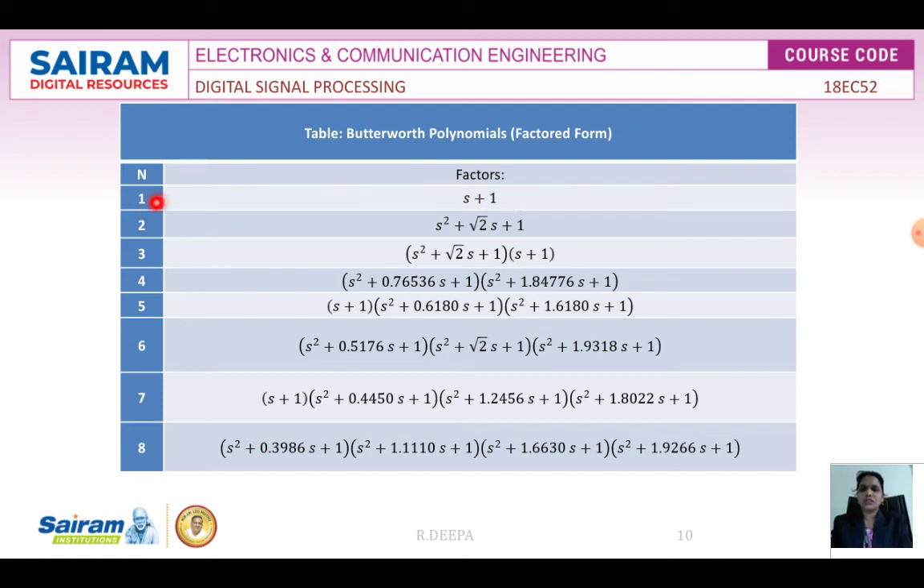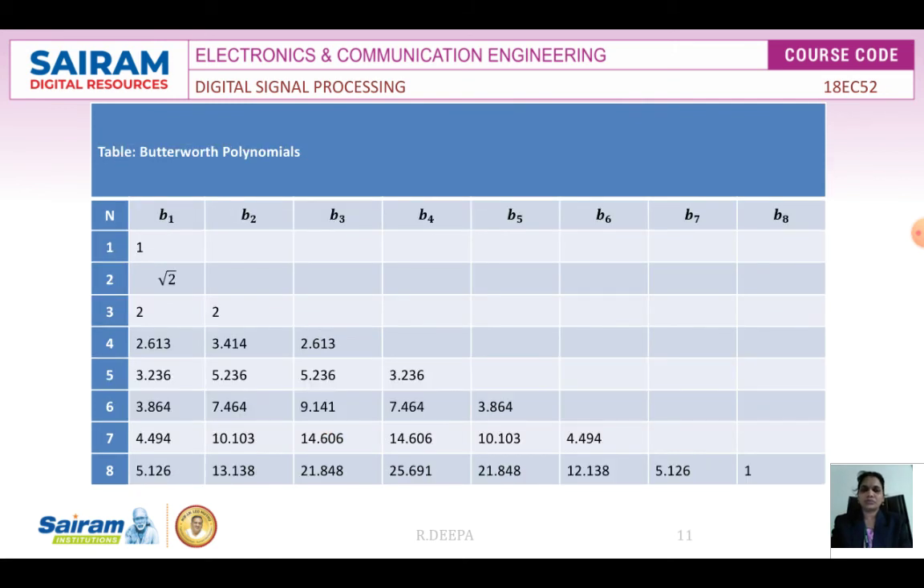For n equal to 1, the Butterworth polynomial is s plus 1, and for n equal to 2, the Butterworth polynomial is s square plus root 2 s plus 1. Similarly for each and every value of n, we have the Butterworth polynomial, so this table can be used directly while solving problems. This is also to calculate the b1, b2, b3 values based on the order of the filter. If n is equal to 1, b1 is 1. If n is equal to 2, b1 is root 2. And if n is equal to 3, b1 is 2 and b2 is 2. So based on the order of the filter, the values of b1, b2 exist.